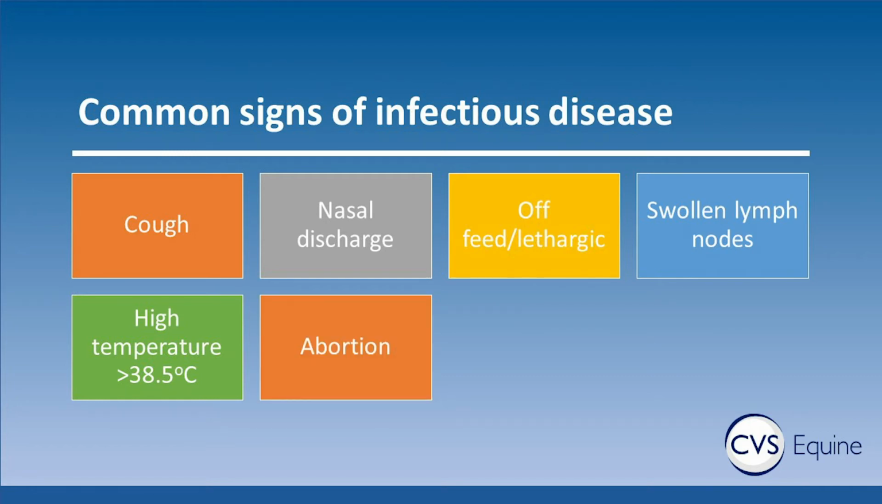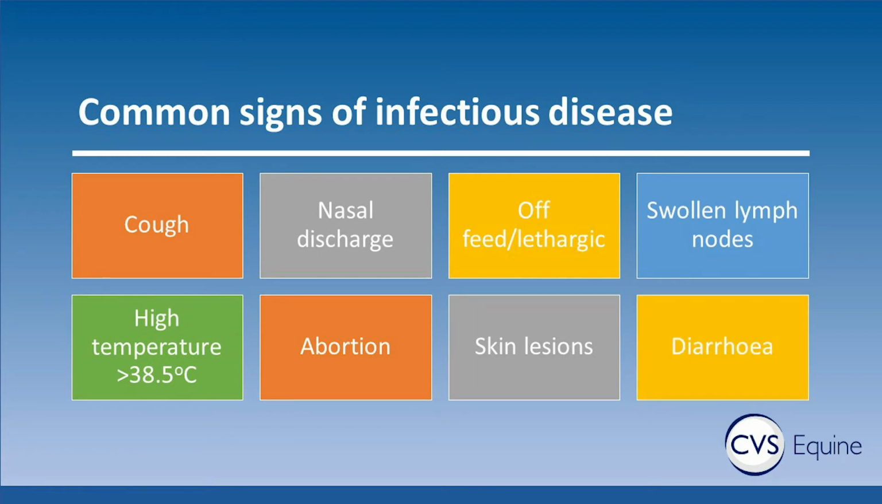Some of the infectious diseases like EHV will cause abortions, especially in those during the late term. And some of the diseases like ringworm may cause skin lesions, in particular focal hair loss around the face and neck. Sometimes the presence of diarrhea is itself suggestive of the presence of an infectious disease.